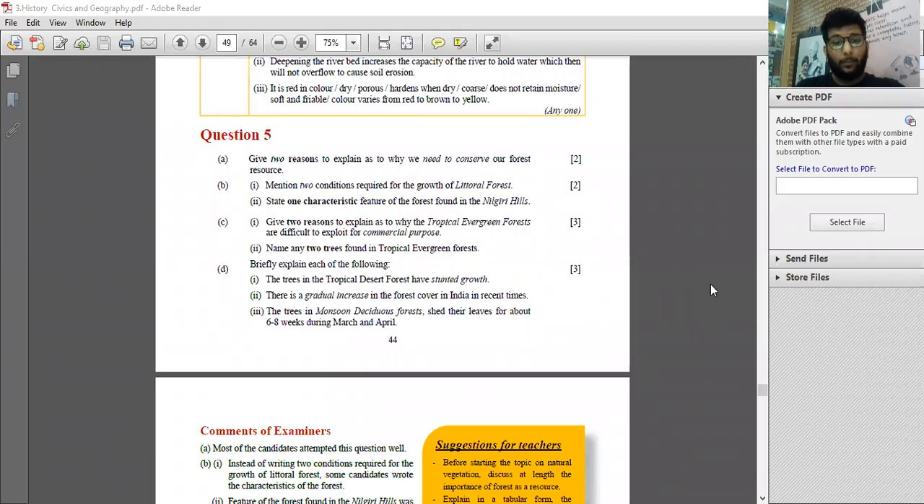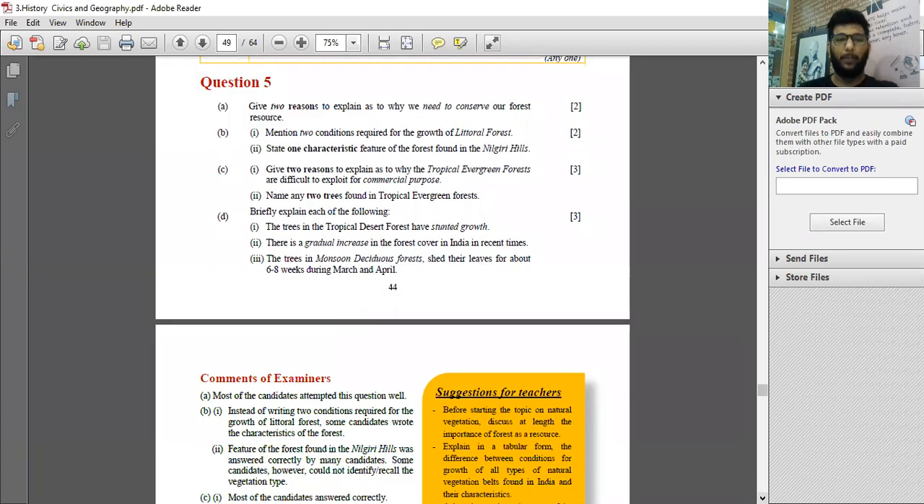Alright, students, as I said, when it comes to the littoral forests, when it comes to Nilgiri forest, tropical evergreen forest, these are the important ones which you need to pay attention to. So over here, the questions have been asked upon accordingly. Very simple, very to the point answers, not that complicated. So it's an easy way of scoring your marks.